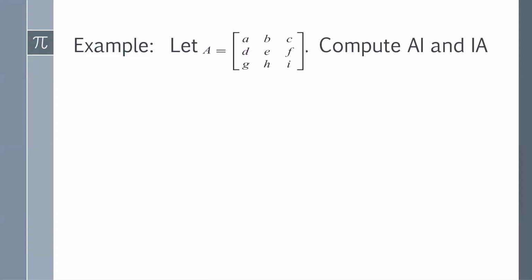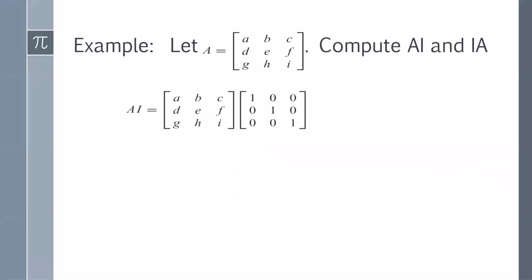Well, here's a matrix A. We're going to compute A times the identity matrix and the identity matrix times A. Let's start with A times the identity matrix. So here we go. I'm going to multiply row 1 in the first matrix by column 1 in the second matrix. So A times 1 plus B times 0 plus C times 0. So A.